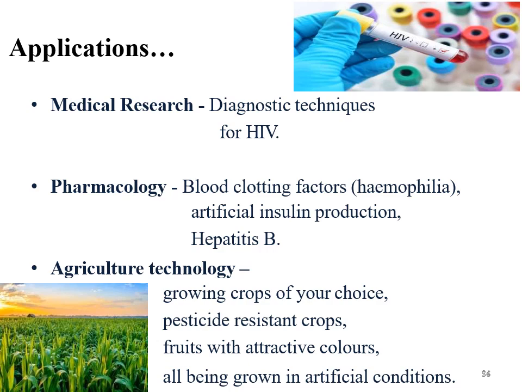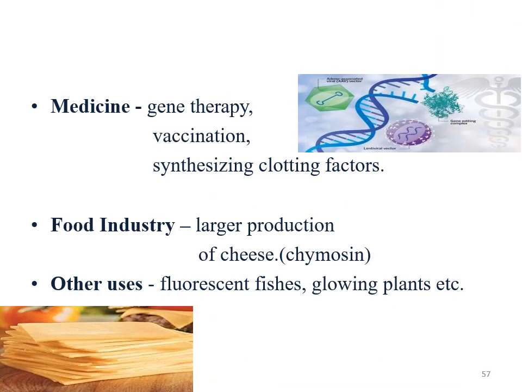In the field of agriculture technology, growing crops of our own choice, pesticide resistant crops, fruits with attractive colors, all being grown in the artificial conditions. So recombinant DNA technology is also important in the field of agriculture technology. So this technology is also important in the field of gene therapy, vaccine synthesis, blood clotting factor synthesis, in the food industry, and for the growth of fluorescent fishes and glowing plants.